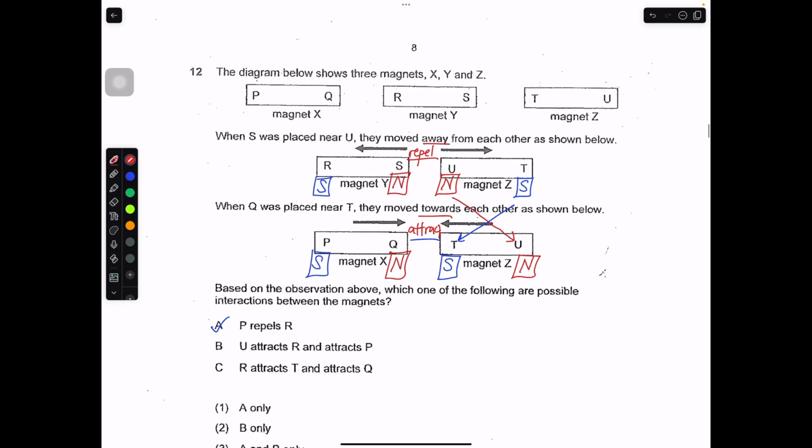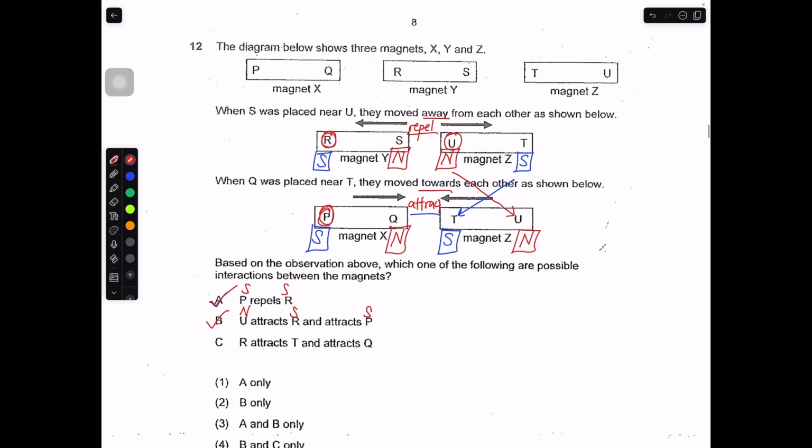Okay, so P repels R. P is S, repels R. R is S. S repels S, correct, because they are like poles. U attracts R. U is North. Attracts R, which is South, and P, which is also South. Okay, this is correct because they are unlike poles, they will attract each other. So you take a look at C, R, which is South, attracts T, which is also South. Then this part you straight away know is wrong because they should repel instead of attract.